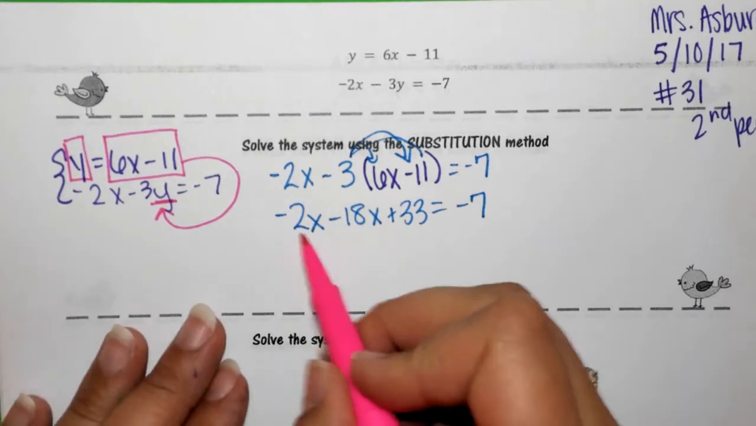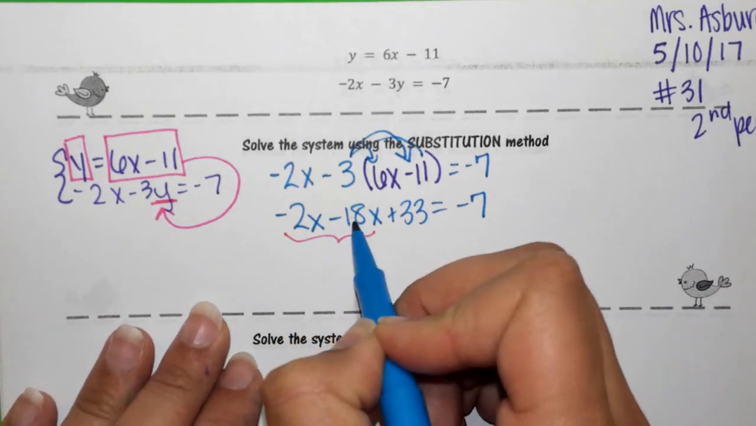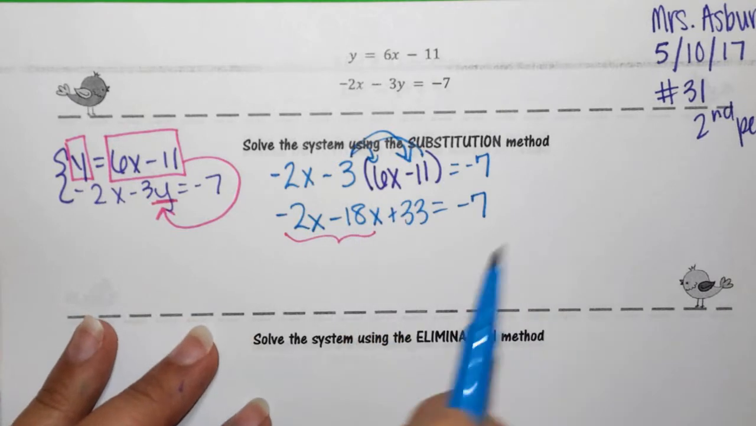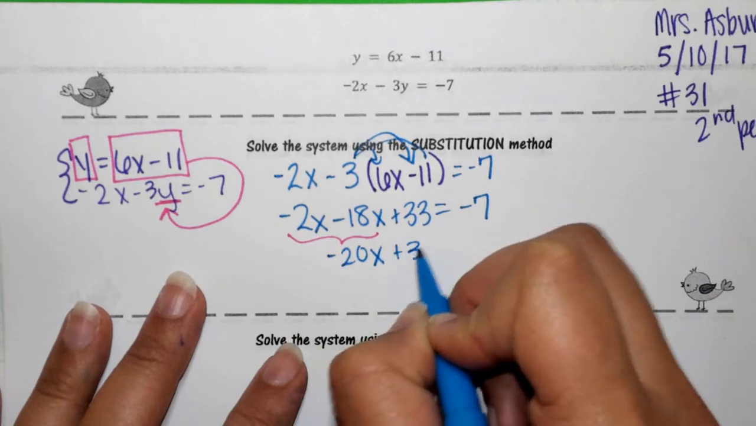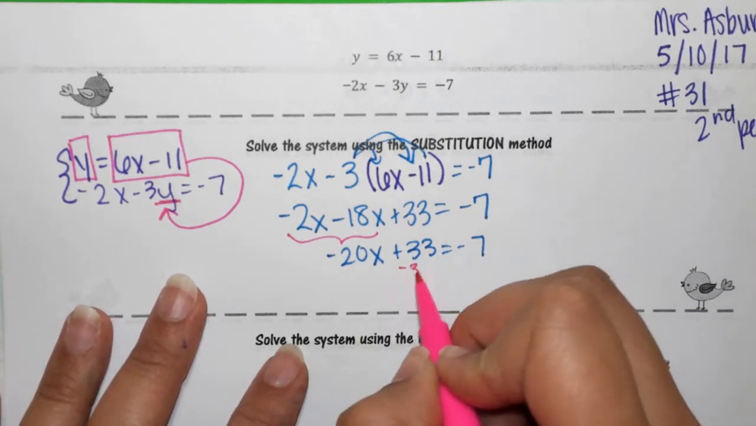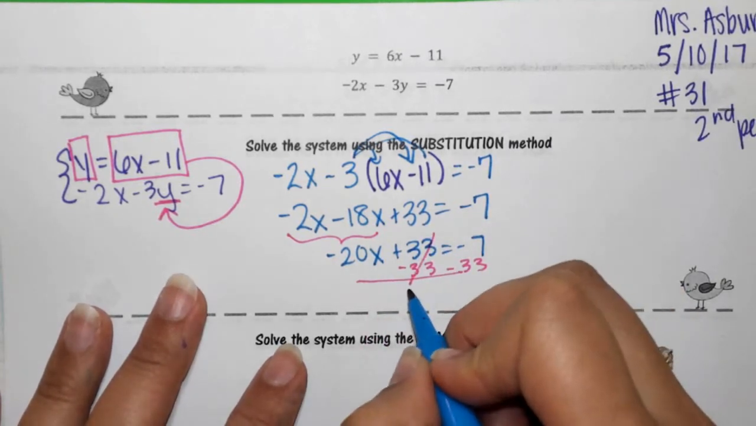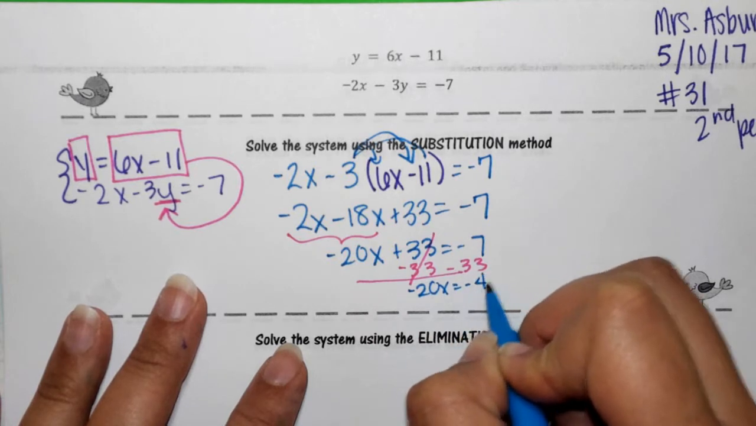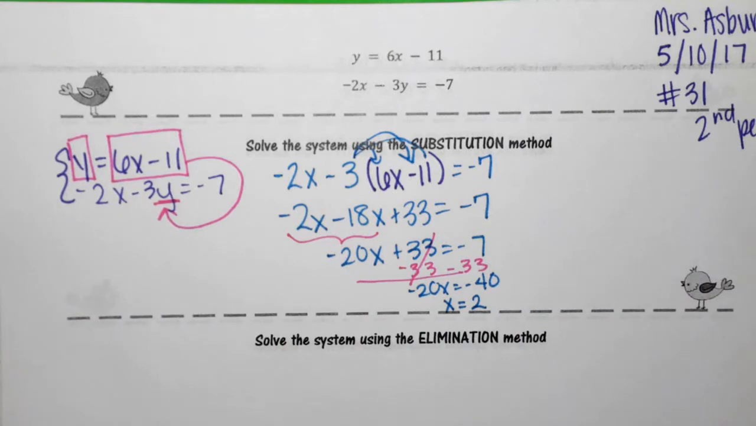We do have two x's, so what do we do with these? We combine them. So we do negative 2 minus 18. Negative 20x plus 33 equals negative 7. What do I do from here? You need to keep up. And so what does x equal? Positive 2. Because a negative divided by a negative is a positive.